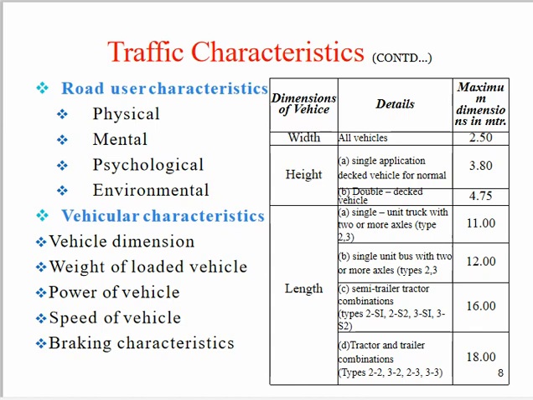From this table we can see the dimension of the vehicle, the details and the maximum dimension of the vehicle in meters. So the general width of all the vehicles is restricted up to 2.5 meters. Height for a single decked vehicle for normal is 3.8, and for a double decked vehicle the maximum height is 4.75 meters. The length of a single unit truck is 11 meters, and a single unit bus with 2 or more axles is 12 meters. The semi-trailer tractor combinations, the types such as 2S1, 2S2, etc., is 16 meters. And lastly, for the tractor and trailer combination, the maximum length is 18 meters.